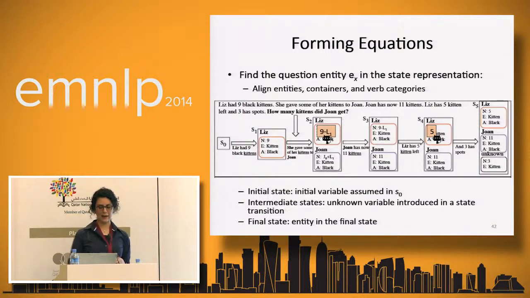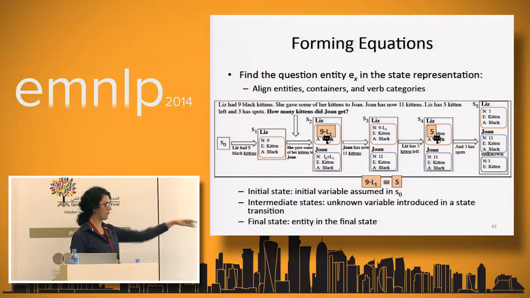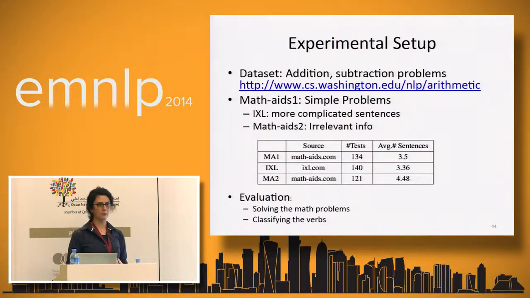How do we do that? We find the first variable that includes an unknown quantity, 9 minus L1 here, basically the next state. And also we look for the next state that has known quantities of the kittens, which is 5 over there at the state 4. And we put them in correspondence and finally build a final equation.